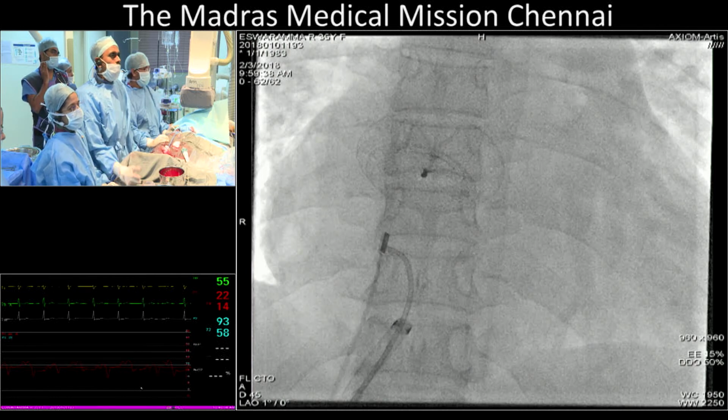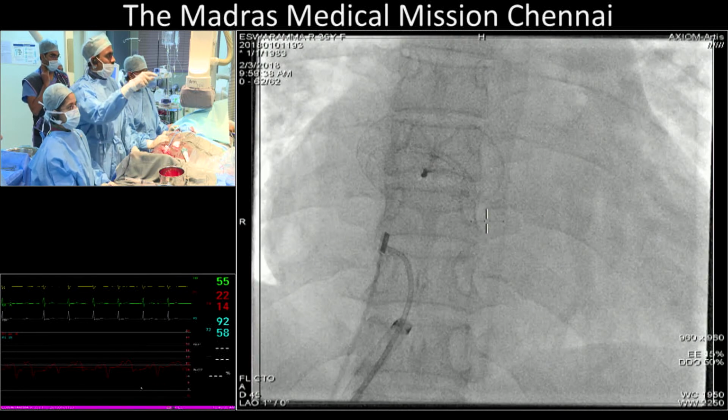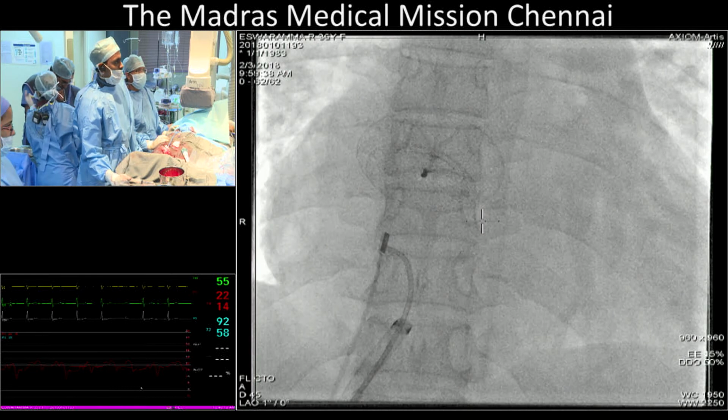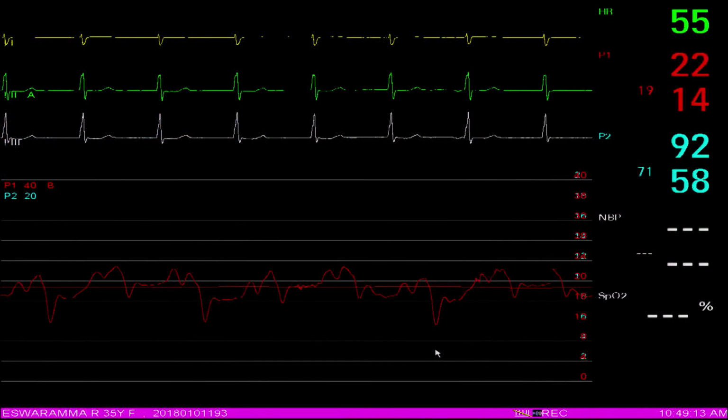Okay, thank you. Shiva, show us the right atrial pressure right now. This is the right atrial pressure live. It's 19 millimeters of mercury.